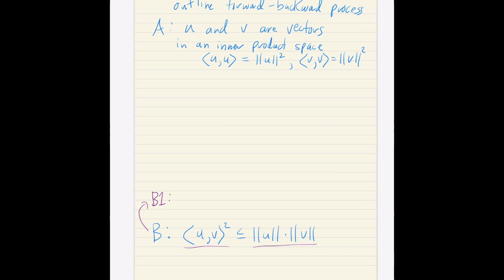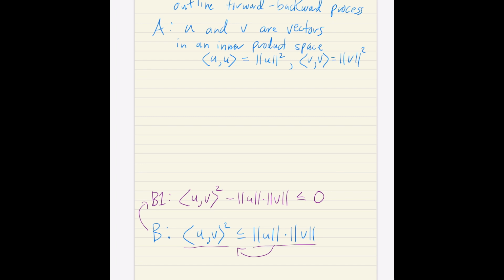So B1 is to show that the quantity, the inner product of u and v squared, if we move this to the other side, subtract the magnitude of u times the magnitude of v, should be less than or equal to what? Should be less than or equal to 0. If we can satisfy this inequality, then we have the same result as statement B.